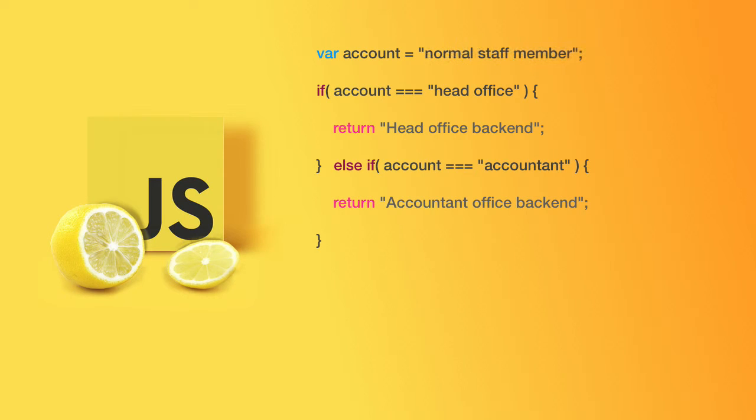Now, finally, let's say for everybody else that wants to log in to the system, no matter who they are and what desk they're behind, if they're not head office and if they're not an accountant, they get the standard backend. So then I can also put in an else execution context, and that will fire and it will say, okay, well, head office failed, accountant failed. So this individual is a normal account type, and return the normal backend, give them the normal login backend.